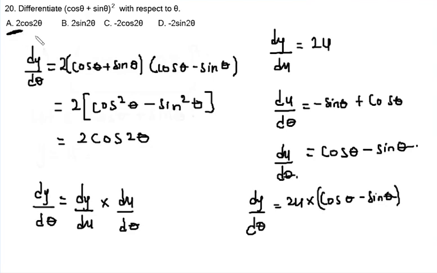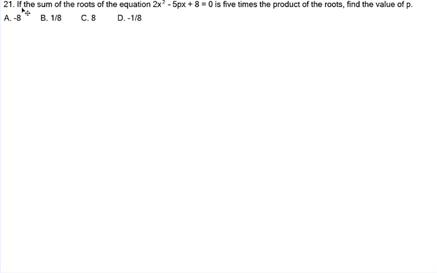Let's go to the next problem. For question 21, the question says if the sum of the roots of the equation 2x squared minus 5px plus 8 is equal to 5 times the product of the roots, find the value of p. Okay, so first of all, let's write the equation we are dealing with. So we have 2x squared minus 5px plus 8 is equal to 0.